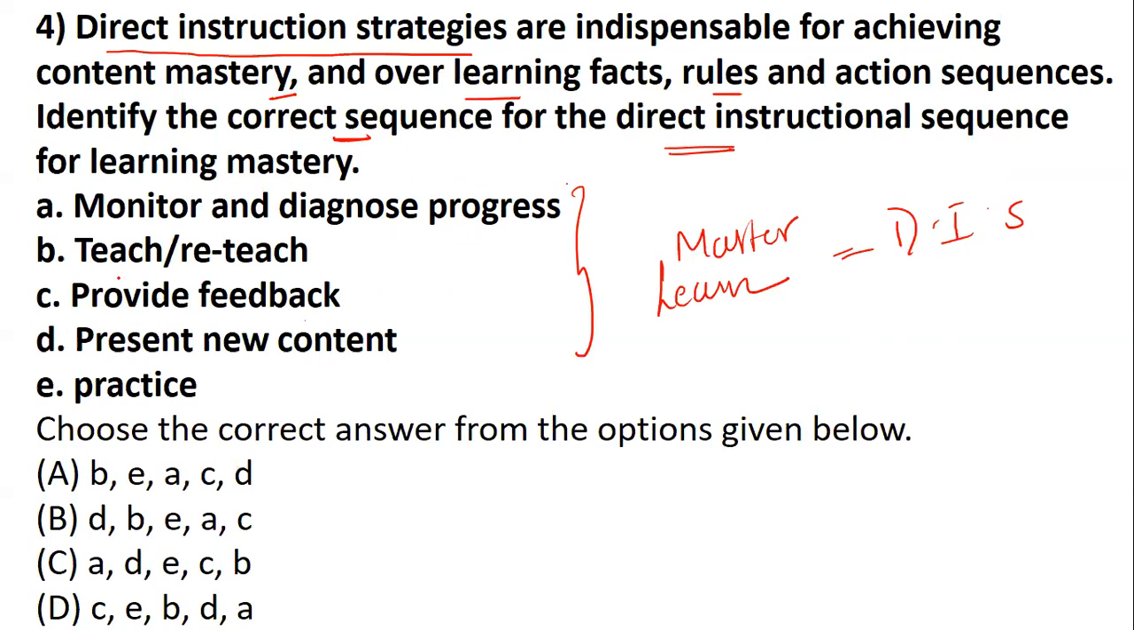For example, we will teach or reteach only when we have been provided with feedback. When the feedback is provided, and if you are able to practice something, for that what is required? It is very important to present the content. For that, what is required? It is important to monitor, or to evaluate, or to diagnose. So how can a sequence be set in order to give instructions for learning mastery?